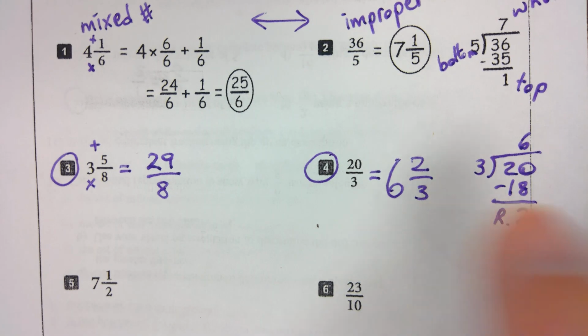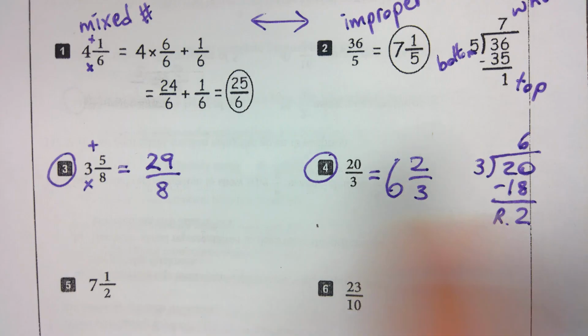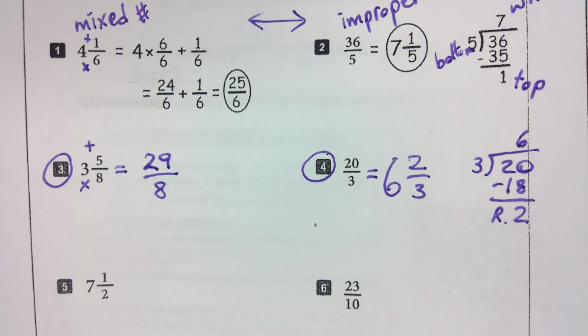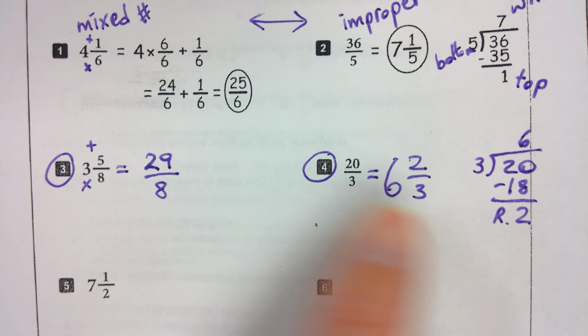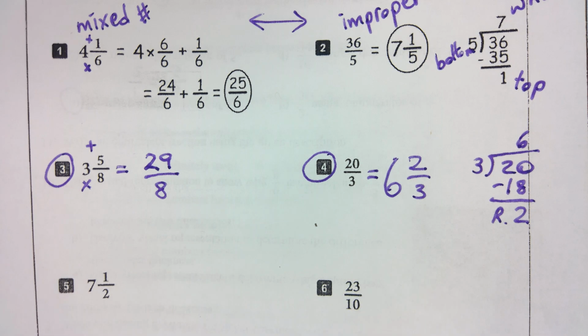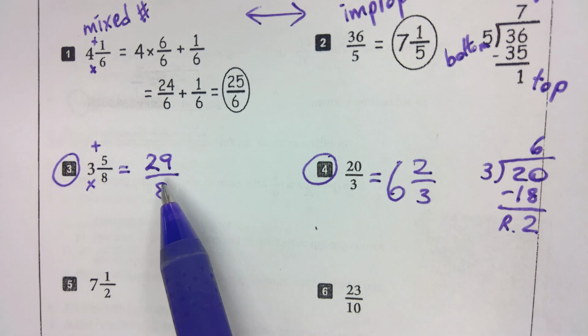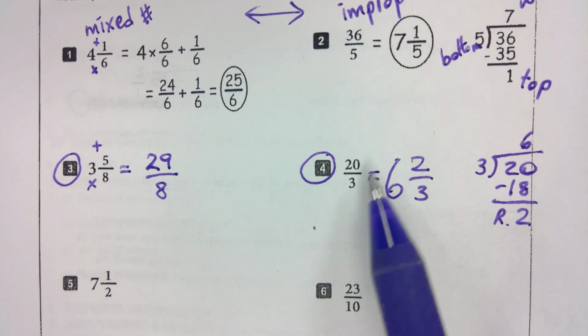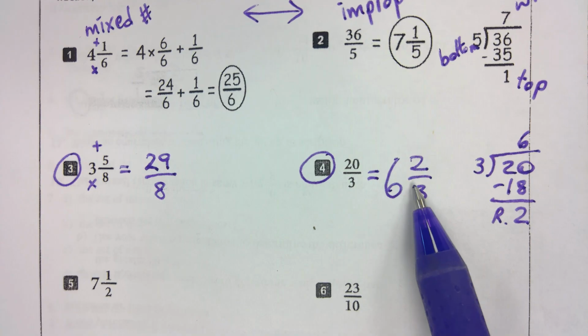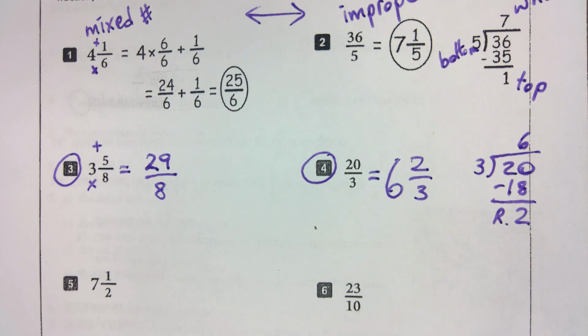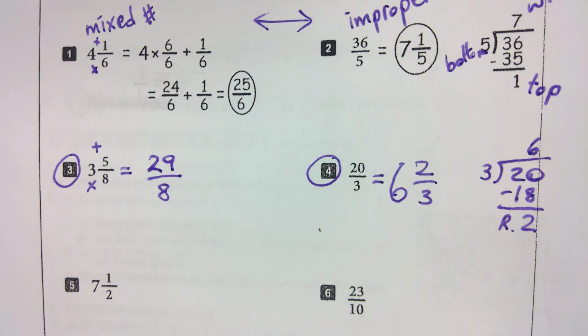Any questions on how to change between these two? Later on, when we do adding and subtracting fractions, that's your very first step. You have to be able to change from a mixed number to an improper, and then most likely you have to change your final answer back to a mixed number. So that's why you have to know how to do both.